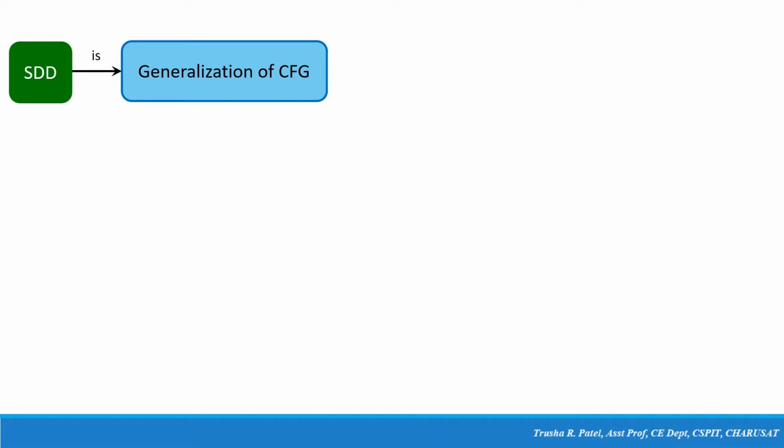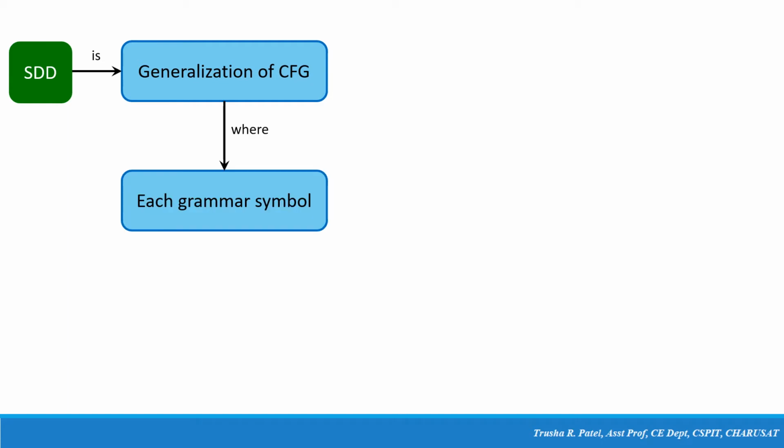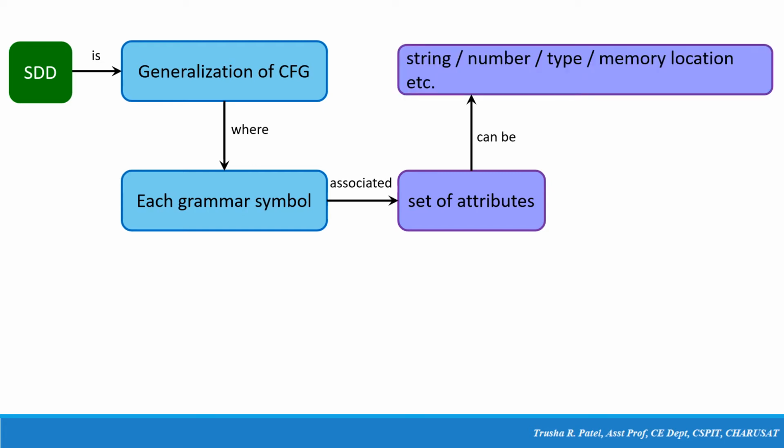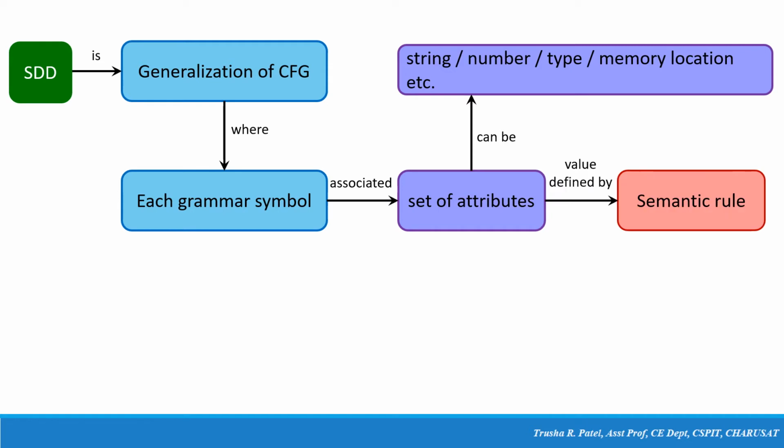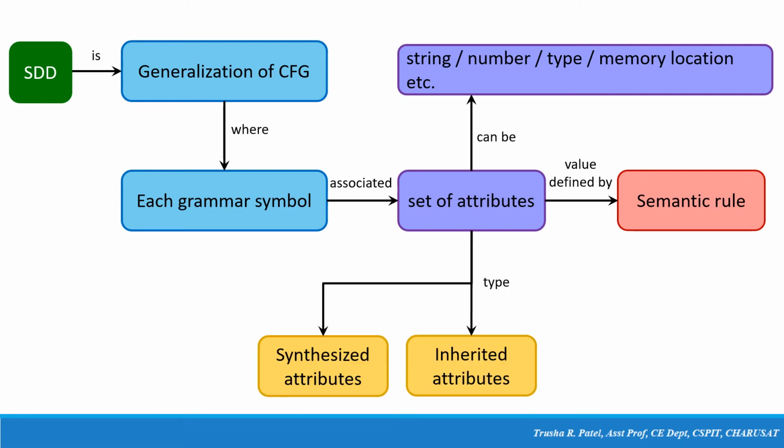SDD is a generalized form of CFG, that is context free grammar, where each grammar symbol, that can be either a terminal symbol or a non-terminal symbol, has some attributes associated with it. Now these attributes can be either string, number, data types, memory location, or whatever you want. And the value of this attribute can be defined by the semantic rule. And depending on that, there are two types of attribute. One is synthesized attribute and second is inherited attribute.